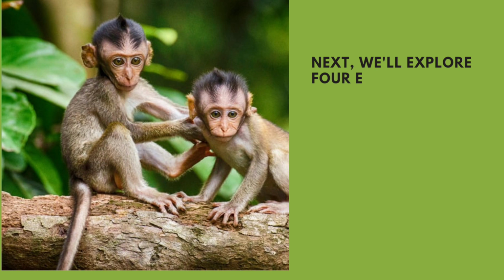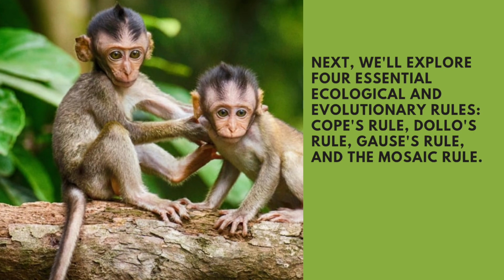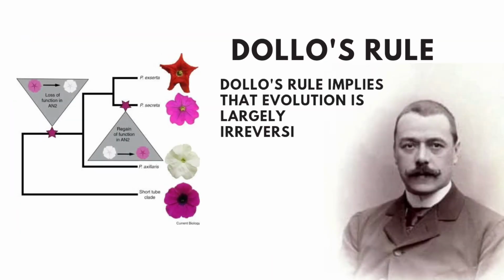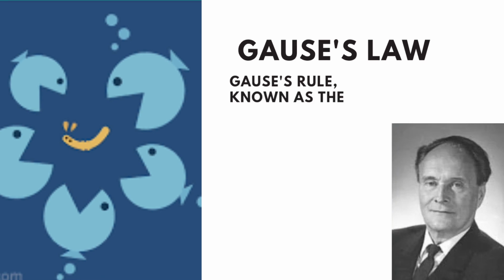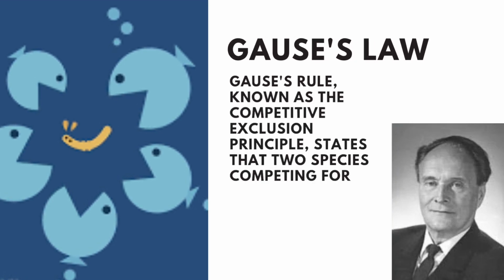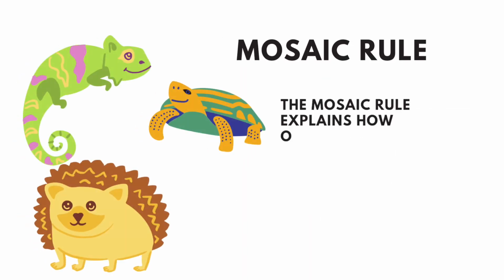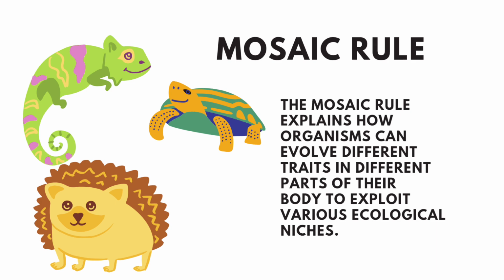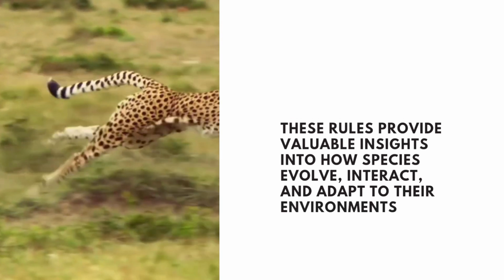Next, we'll explore four essential ecological and evolutionary rules: Cope's rule, Dollo's rule, Gauss's rule, and the mosaic rule. Cope's rule suggests that animal lineages tend to evolve larger body sizes over time. Dollo's rule implies that evolution is largely irreversible. Complex traits lost in a lineage are unlikely to re-evolve. Gauss's rule, known as the competitive exclusion principle, states that two species competing for the same resources cannot coexist indefinitely. The mosaic rule explains how organisms can evolve different traits in different parts of their body to exploit various ecological niches. These rules provide valuable insights into how species evolve, interact and adapt to their environments.